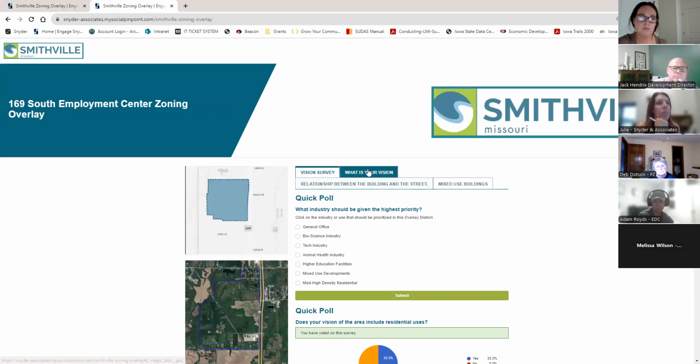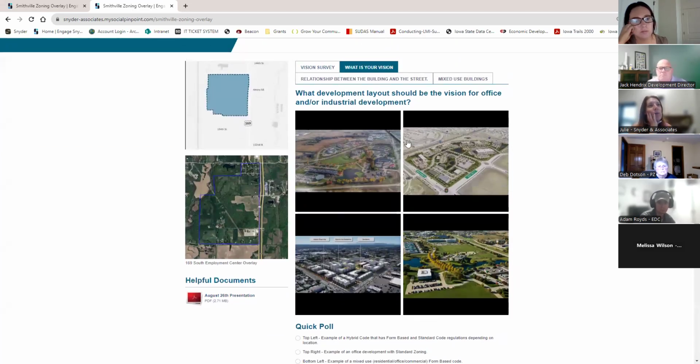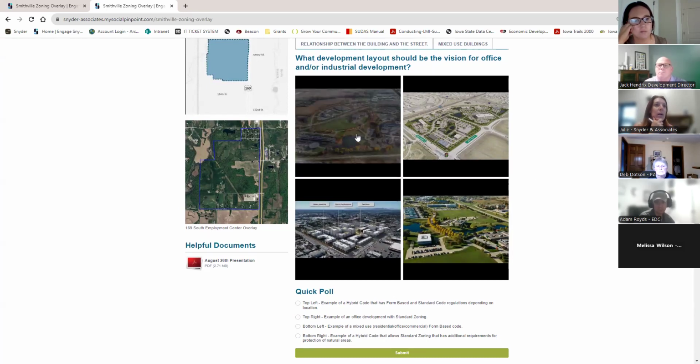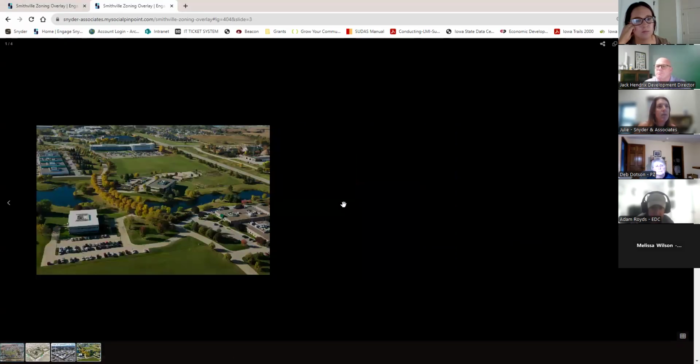We'll get to the quick polls here in a second. So we have like three quick questions to go through tonight, and then we have a couple visual questions. One of them is what development layout should be the vision for the office and or industrial development part of the overlay. So here's kind of, and you can click on them and see them a little bit better.